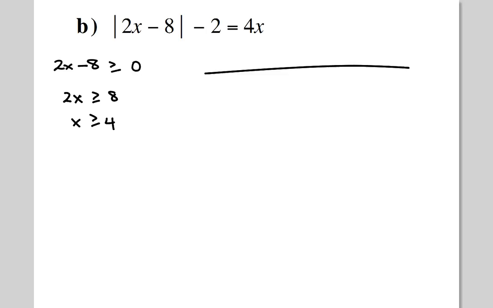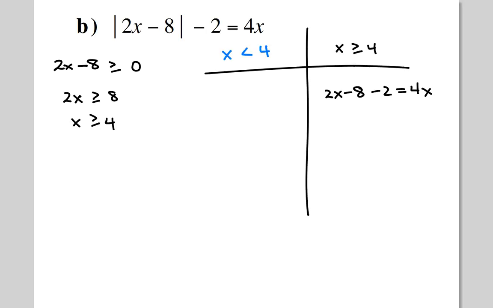So when you go to your t-chart, this is where it's normal. So solve it normally. And then switch it for when it's not positive. So that will be strictly less than 4. So then you're going to have to switch this. Okay, so the positive version in the equation and the negative version in the equation.